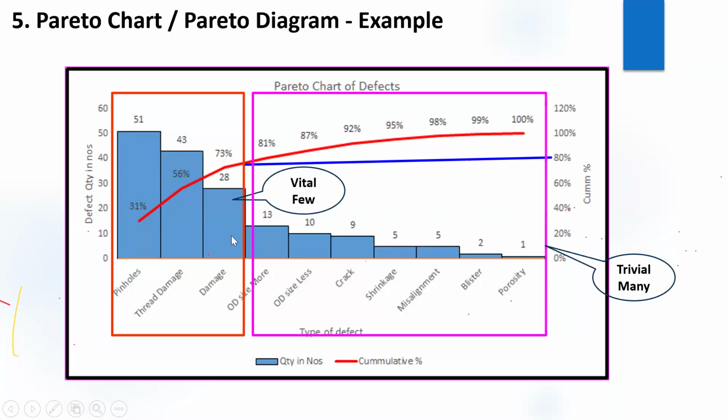So I need to focus either on this, or on this. You can start with this or this. So these are the vital few. This is called the Pareto chart of defects.